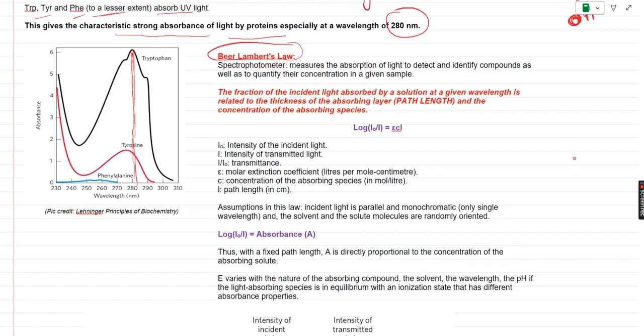This particular law is very important because it has been tested in many GATE Excel papers as well as in BT papers. So the Beer-Lambert's law. There is a particular instrument called the spectrophotometer, which measures the absorption of light to detect and identify compounds as well as to quantify their concentration in a given sample. If you work in any biochemistry lab, you would have definitely seen this instrument.